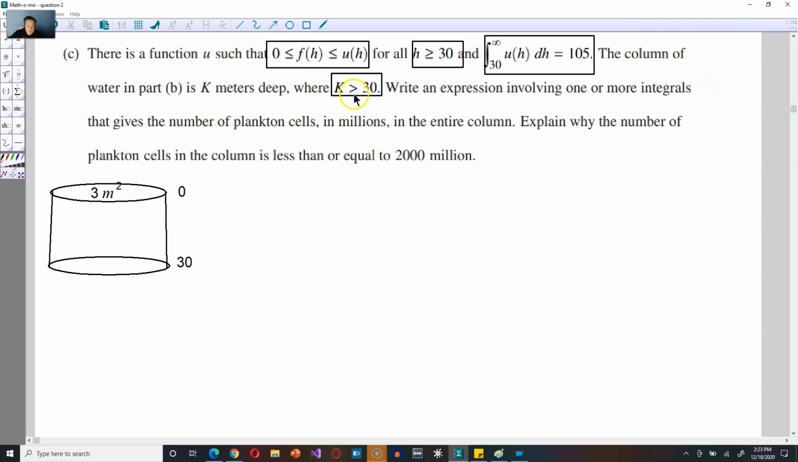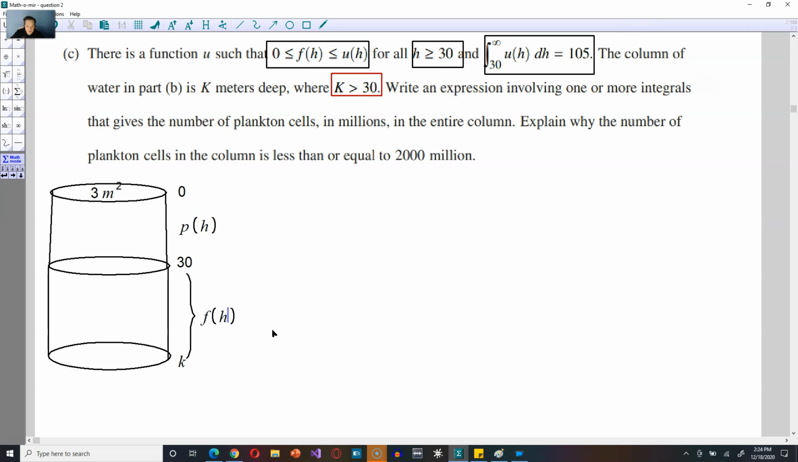Notice over here, it says right here in this box that k is greater than 30 in red. Which means what you're going to have is something like this. You're going to integrate down to some unknown value of k beginning with 30 in your column of water. Maybe imagine this is a k down below. Now, this part right here we already know, so that's governed by our P of H in terms of the density. But this part right here is governed by F of H.